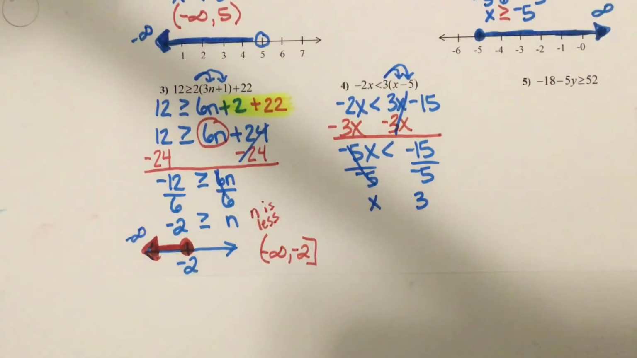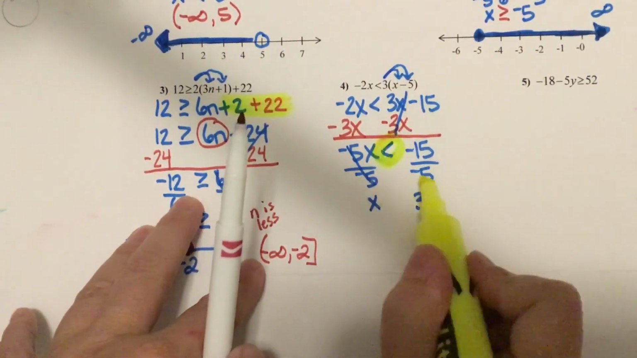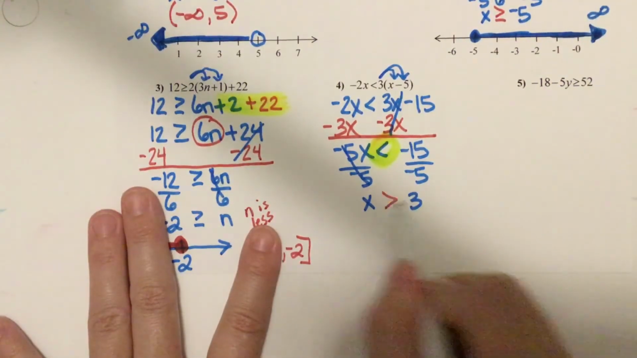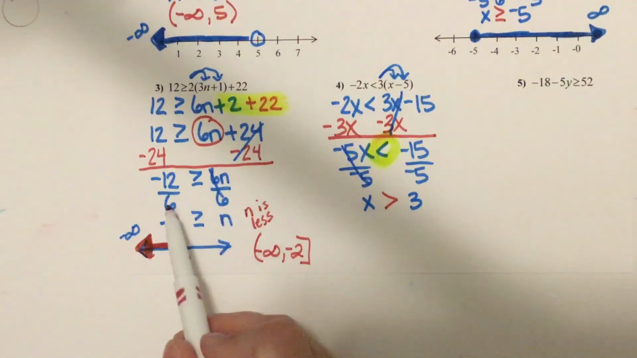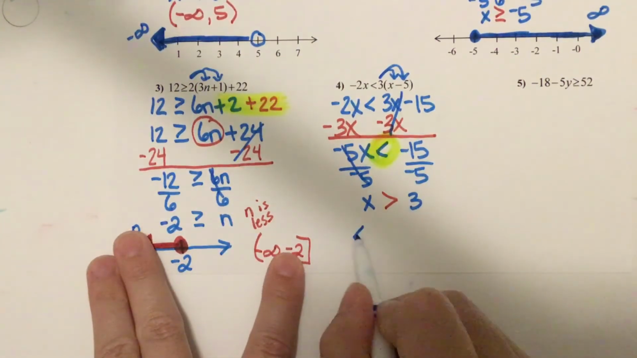Now, will I flip my sign? Yes, I am dividing by a negative number, so my sign will flip around. So if you divide by a negative number, flip the sign. If you divide by a positive number, do not. Okay, now let's graph it.